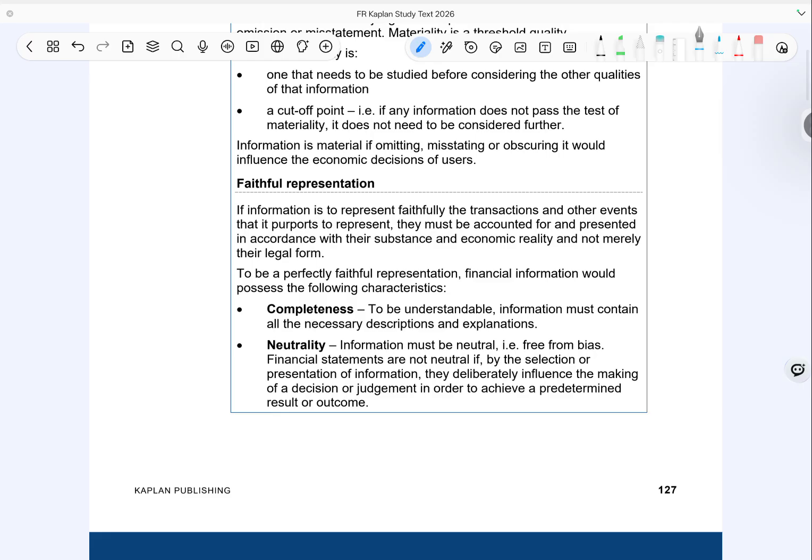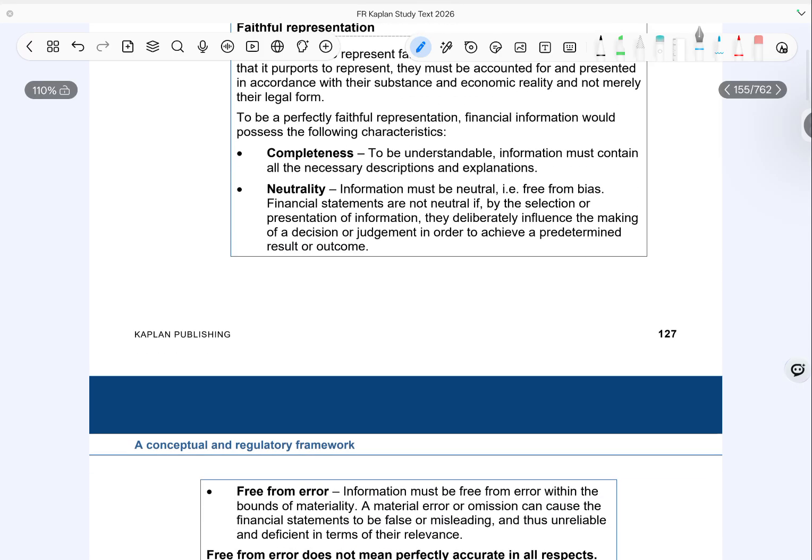Now let's talk about the characteristics of faithful representation. For information to faithfully represent reality, it should have three qualities. First, completeness. Nothing important should be missed. The information should include all necessary explanations and details so users can properly understand it. Second, neutrality. Information should be unbiased. Financial statements should not be prepared to make the company look better or worse than it actually is. They should represent the facts exactly as they are.